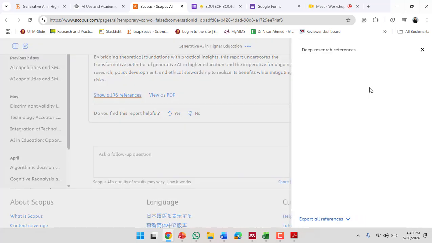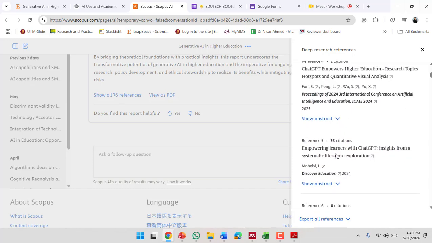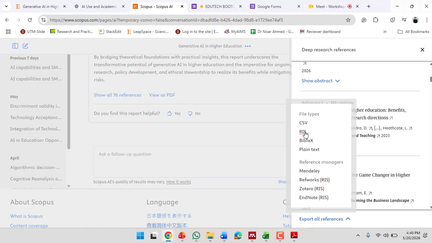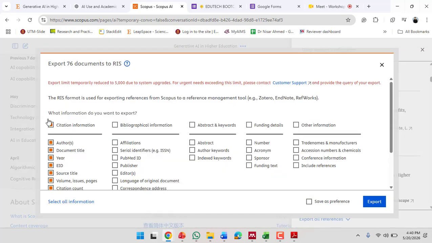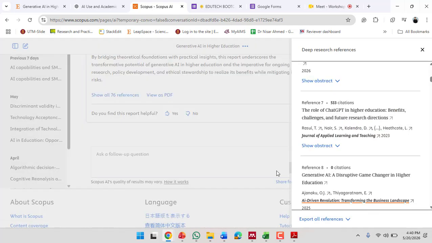Just open Mendeley and create one folder called AI literature, the title of your paper or anything. Just create a folder and insert the file from your downloads into Mendeley, and once you get all the references, you can use them. Again, let me try again to download these references.